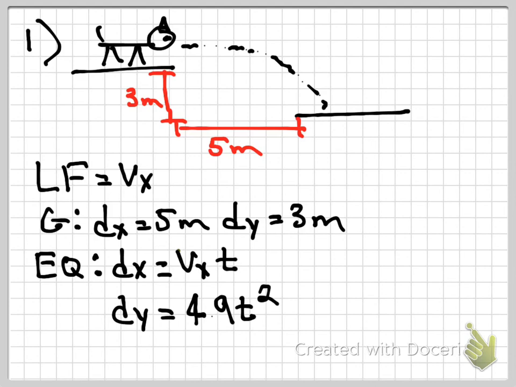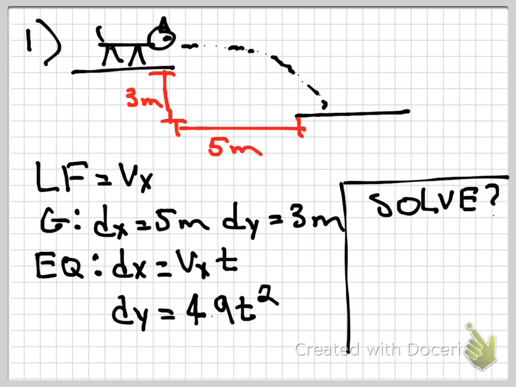So, how would we solve that? Use what we're given and plug it into the equations. Hint: if you try to use the x equation first, you have two unknowns. There are two things we don't know, so we can't use that equation first. You have to use the dy equation first to solve for t squared.